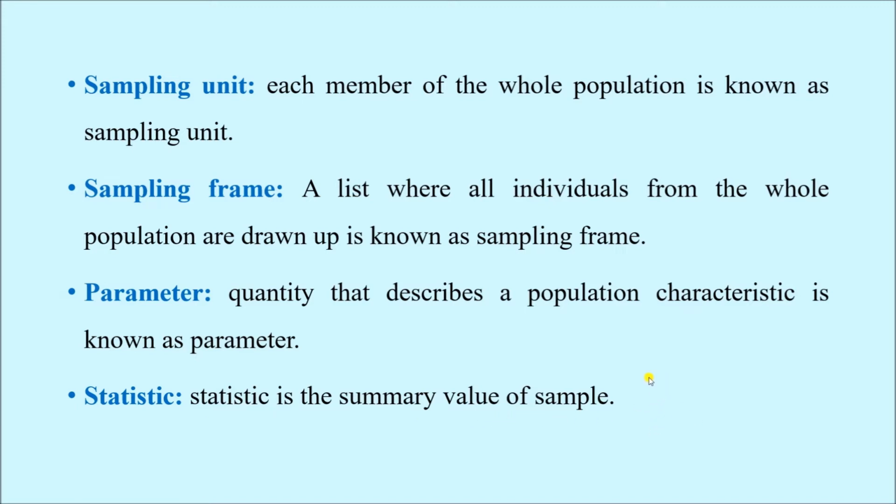For example, if I am talking about the mean height of the whole population, that will be a parameter. But if I am talking about the mean height of the sample, that will be the statistic. So always remember P for P, S for S. Parameter, P for population, and statistic, S for sample.